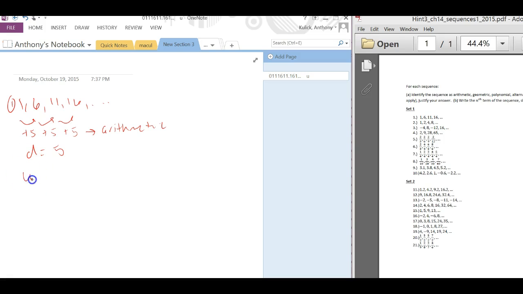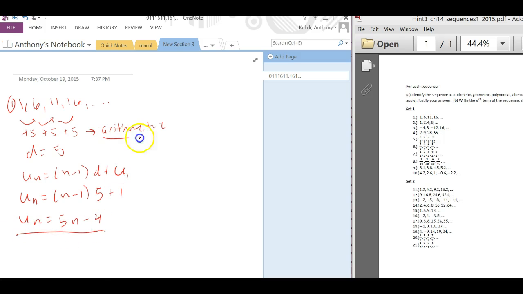So if I use the formula for an arithmetic sequence, I have u sub n equals n minus 1 times d plus u sub 1. Well, in our case, the d is 5 and the first term is 1. So when I simplify that down, I have 5n minus 4. So there's parts A and B.